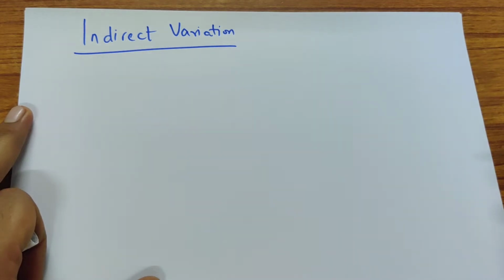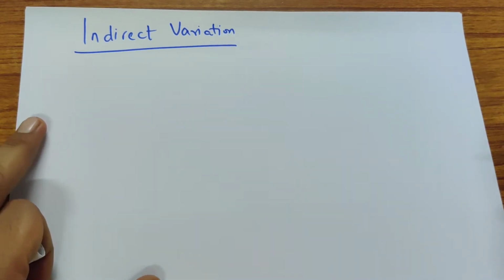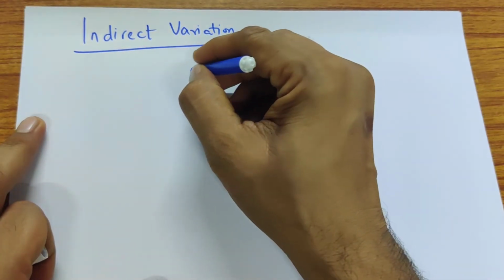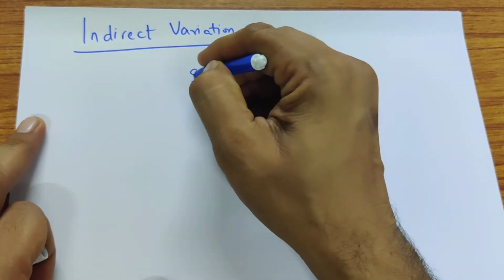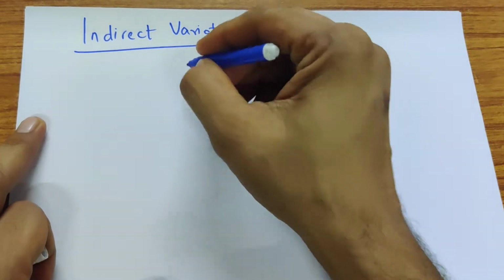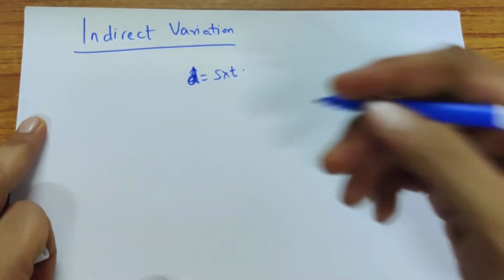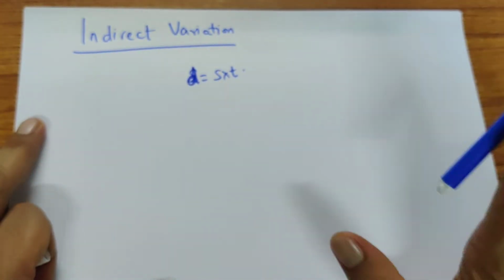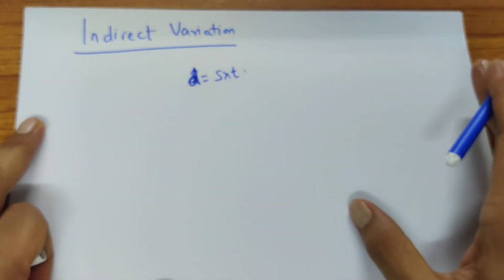So if we look at direct variation as multiplication, or linear equation as multiplication, we were saying that distance is equal to speed times time. Then if the distance is constant, let's say it's 5 kilometers or 10 kilometers, distance is constant, 10 kilometers.